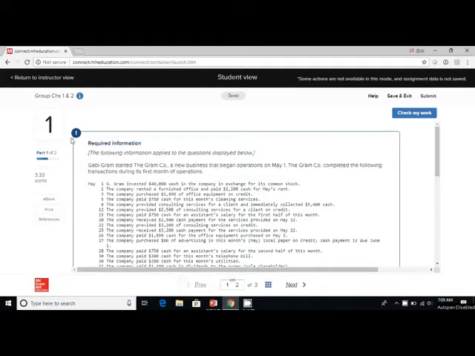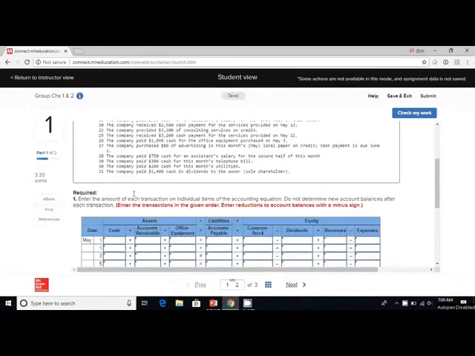All right, we're going to see if we can tackle the groups for chapters 1 and 2. In this first problem, we're dealing with Gabby Graham, who started the Graham Company. It's a new business that began operations on May 1st. So we see several transactions here for the month of May.